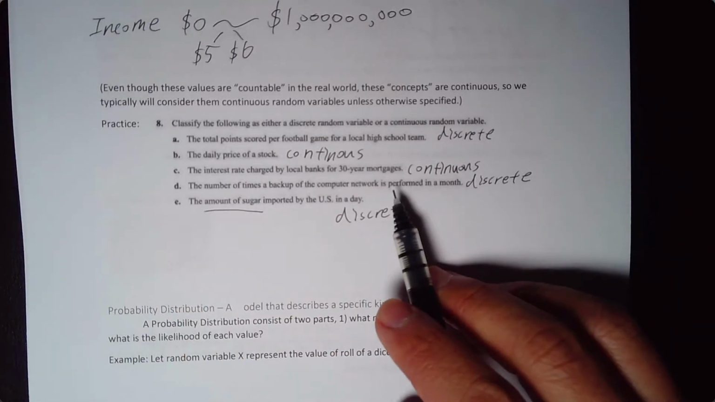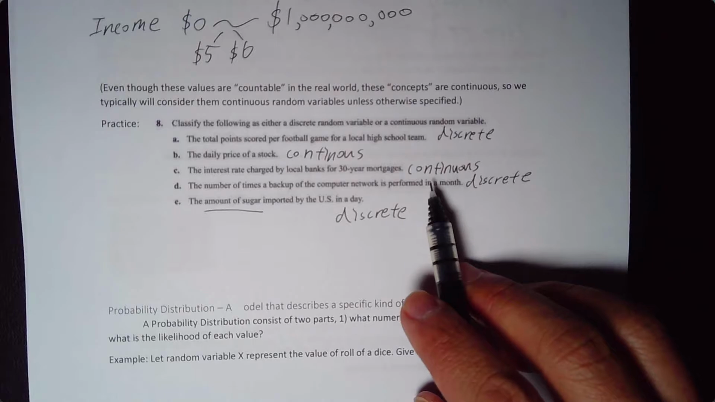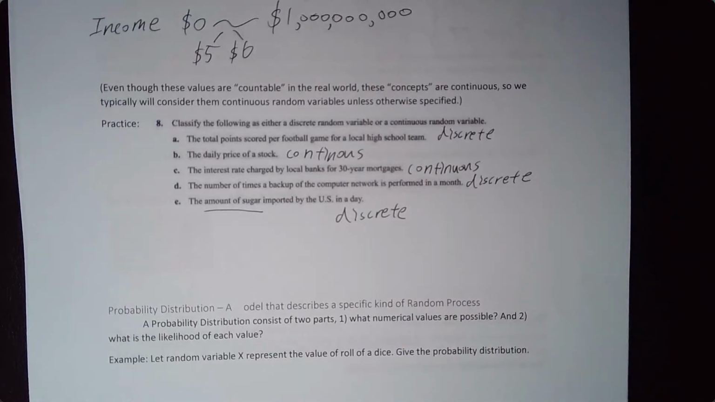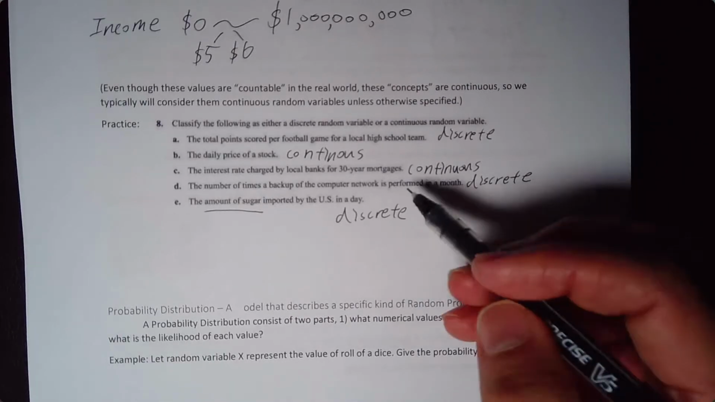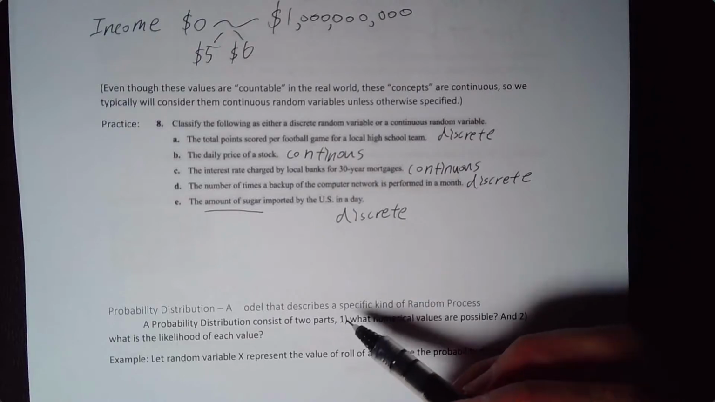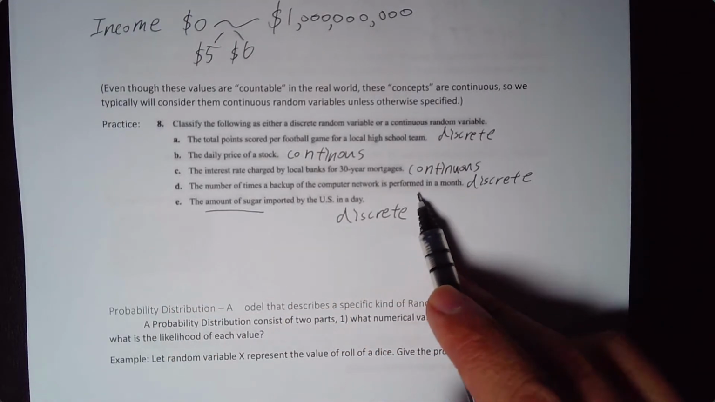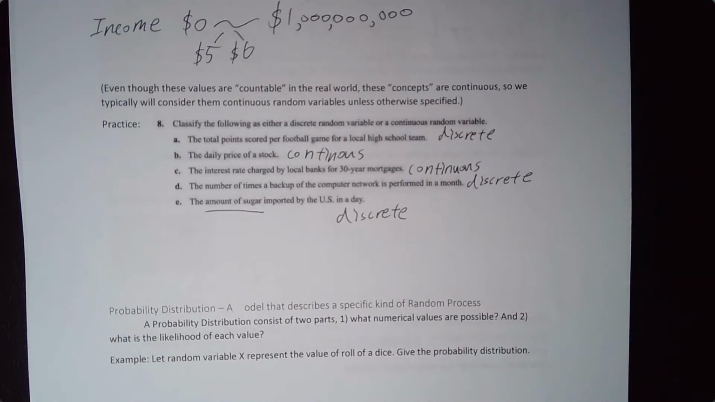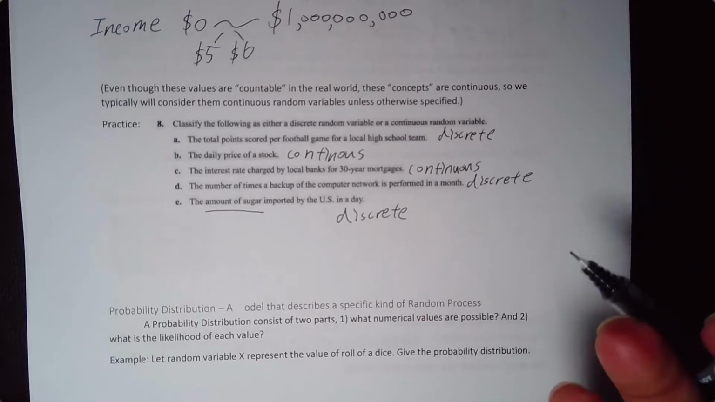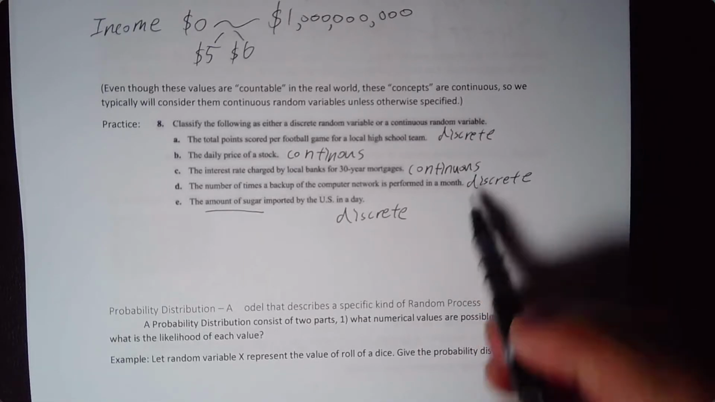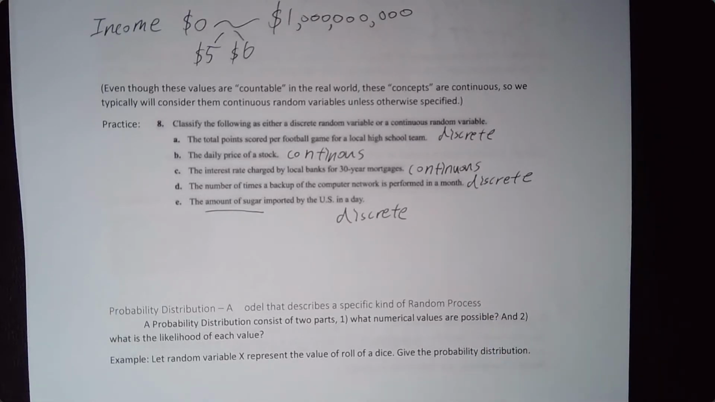Interest rate, same idea. Interest rates can go down to multiple decimal places. Any 2 values that we pick, we're going to allow some number to be in between that. So that's continuous. Number of times a backup of a computer network is performed. You can't have half a backup. At least, I don't think you can have half a backup. If that's the case, then that is going to be discrete. You have a set number. It's always going to be a whole number.